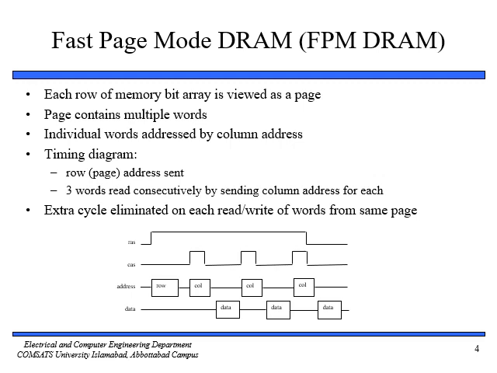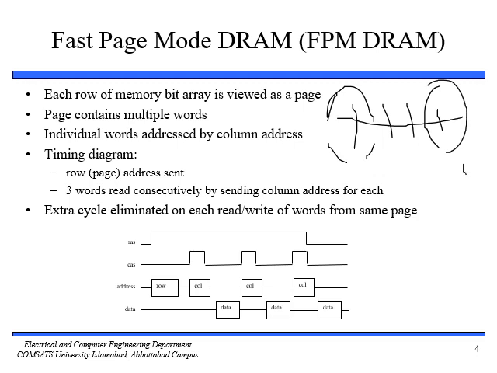Now, each row of memory bit is viewed as a page, so we can view each bit as a page. A page contains multiple words, so there are multiple words in a page. Okay, so this is our page and we have multiple words in it. Individual words are addressed by column address. So if you want to access this, or this, we need to know the row and know the column.